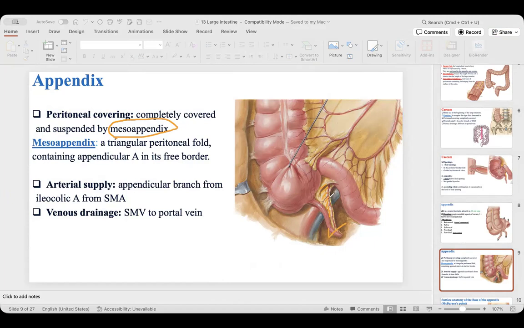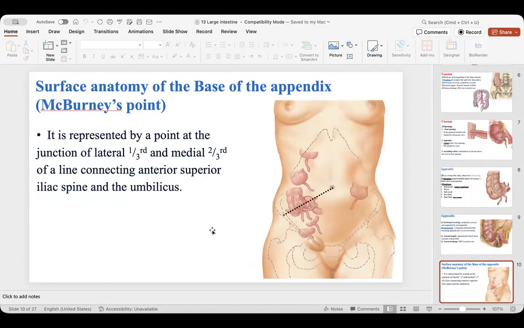What is the name of this artery? The appendicular artery. This artery branches from the SMA, or the ileocolic branch of the SMA, the superior mesenteric, because the appendix is considered as midgut, and it also drains in the superior mesenteric vein to the portal vein. Most of the midgut drains to the superior mesenteric vein and the portal vein.